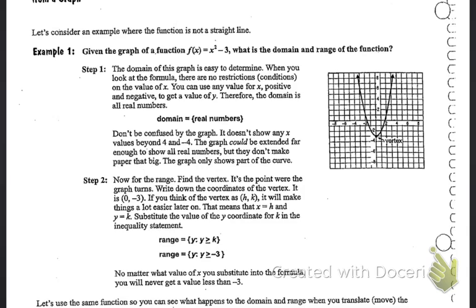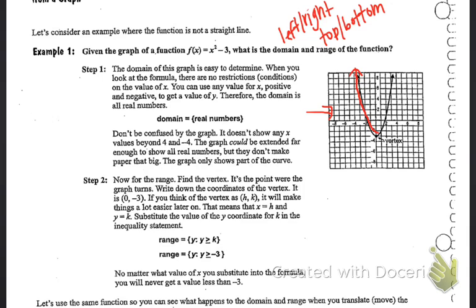Given the graph of a function f of x equals x squared minus 3, what is the domain and what is the range? Well, again, domain, that's left and right. And the range is top and bottom. So let's see how far out this graph goes to the left. Now what I want you to notice, here we are on the left side, is that this graph is going out to the left and it's continuing to go out. These arrows are continuous. There's no restriction here on the left side.